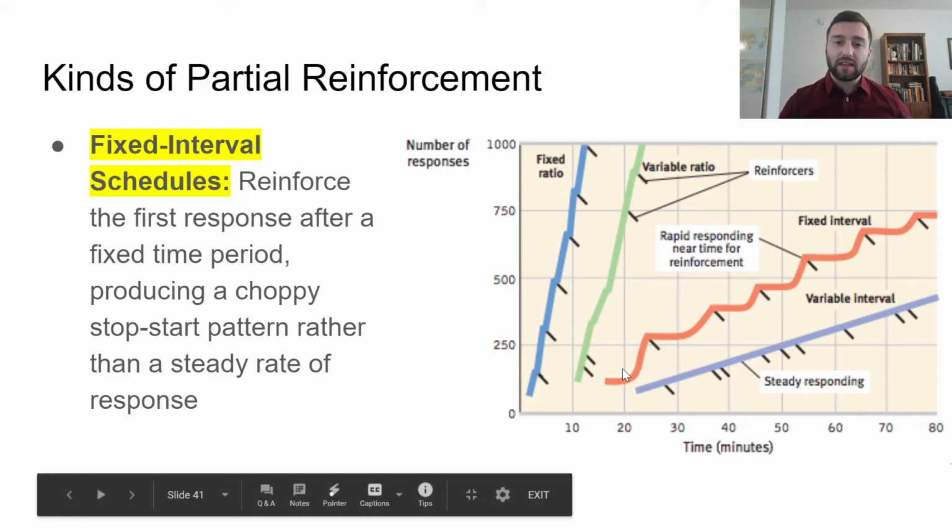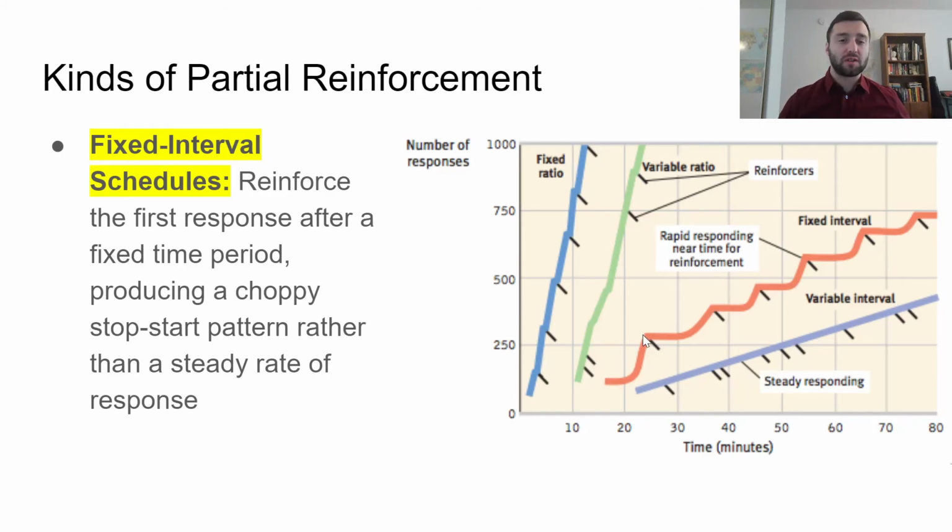So what we'll see is basically no responses. And then as they get close to that time limit, we're going to see a whole bunch of responses. And then no responses, and then a whole bunch of responses as they get close. Again, it doesn't matter how many times they hit the lever or carry out the behavior. It's all about the time. So we're not going to see anything until all of a sudden that response is going to be rewarded soon, and then we're going to see a whole bunch of work, right? So we see this choppy starting and stopping.